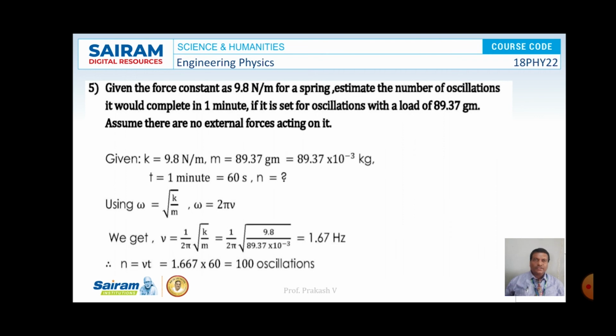So this is the frequency, and further the number of oscillations it would complete in 1 minute is given by n is equal to mu into t, that is equal to 1.667 into 60, that is nothing but 100 oscillations. So the number of oscillations completed in 1 minute is 100. So this is the solution for the given problem.